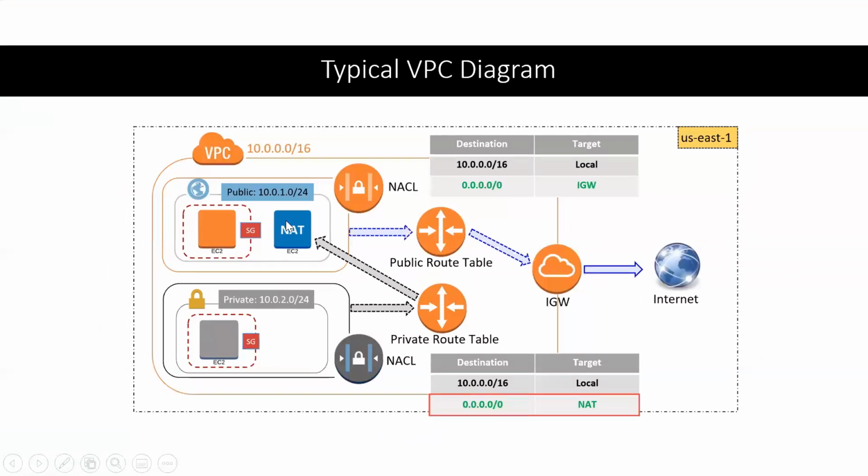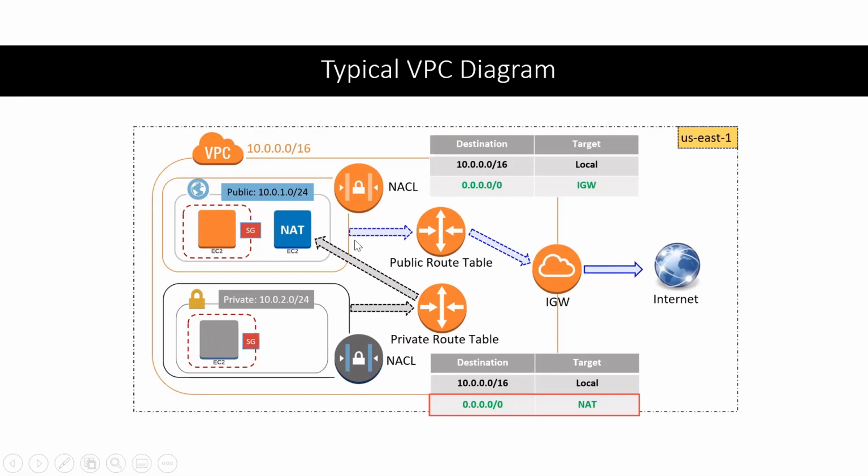Whatever EC2 instance is there should pass through this internet gateway via different mechanisms, and that internet gateway will help you get connected to the internet. Right now we have created only the VPC and subnet. We have not created any internet gateway.